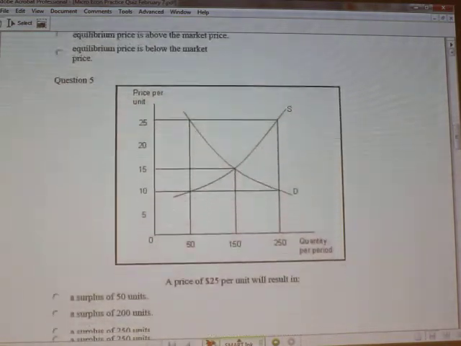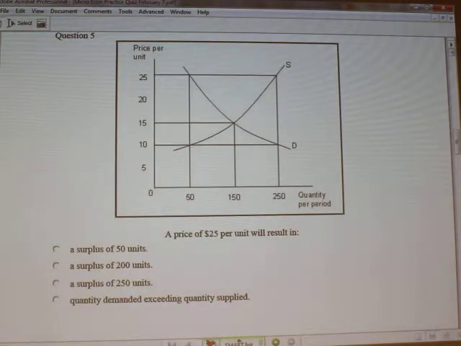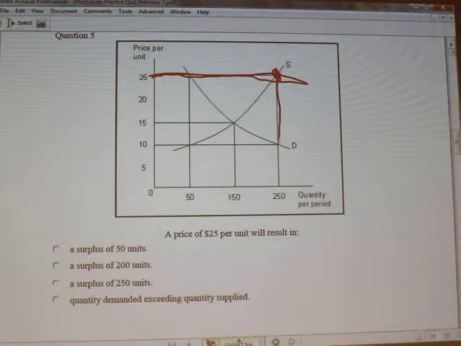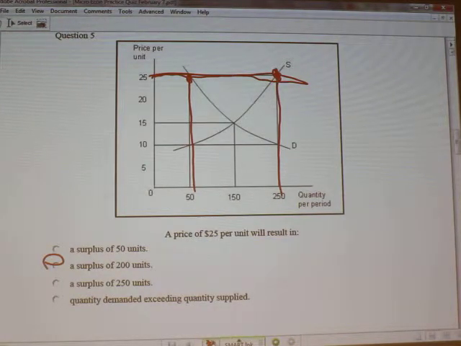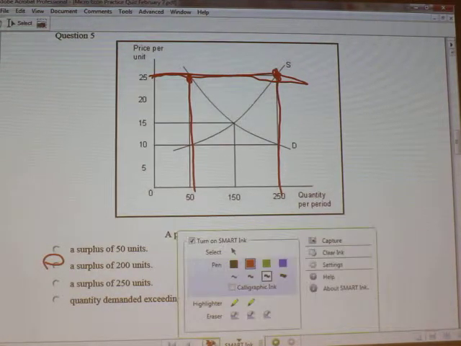Question 5. At a price of $25 per unit will result in what? Well, we see that the quantity supplied is 250, quantity demanded is 50, and so there's going to be a surplus of 200 units. So 5 is B. What about 6?